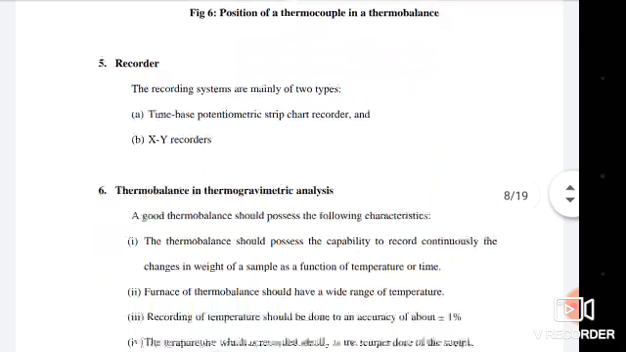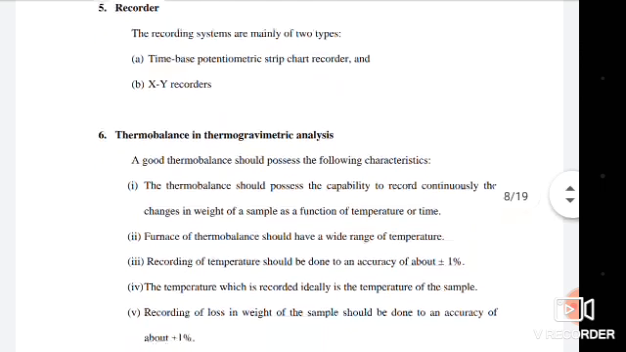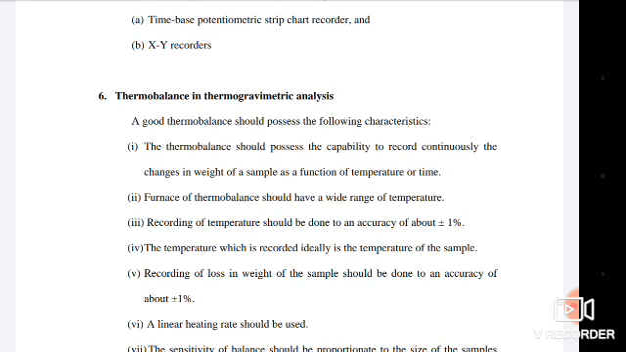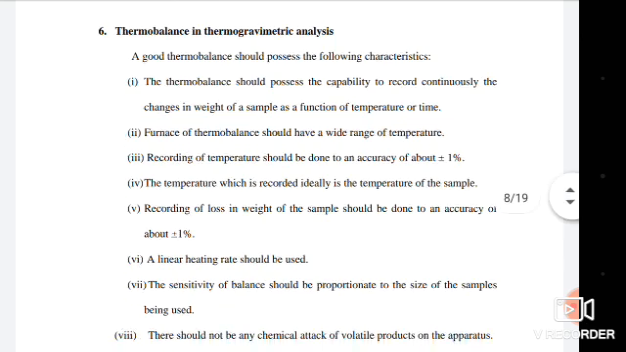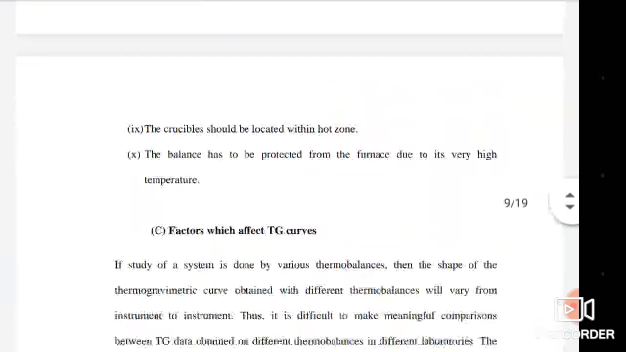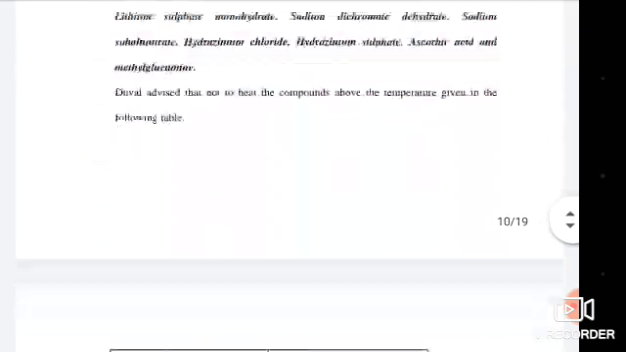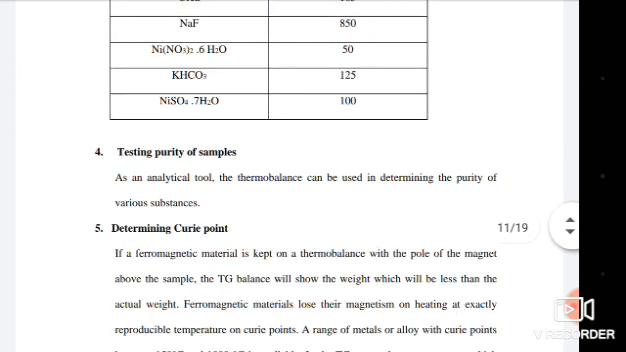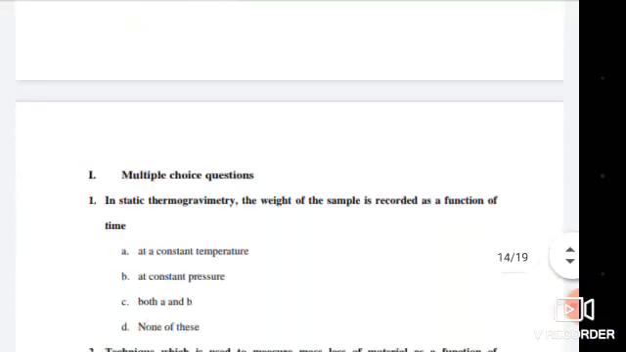Then the recorder. The recording systems are mainly of two types: the time-based potentiometric strip chart recorder, and the XY recorder. Then the sixth point is the thermobalance in thermogravimetric analysis: how the thermobalance looks, and which types of thermobalances are used in general thermogravimetric analysis.